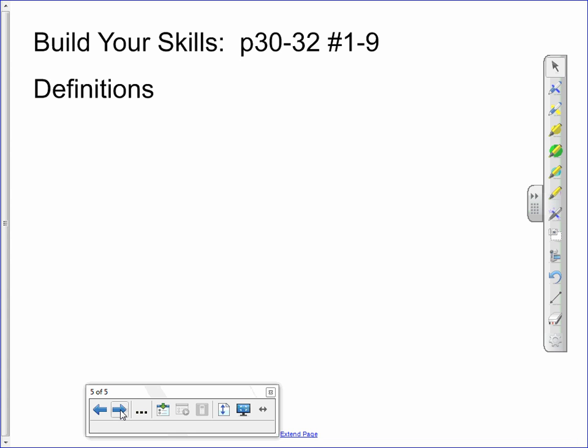So there's your assignment on page 30 and 32. Again, make sure you're updating your definitions so you don't have to go back and do that later, and it's nice to have those handy.